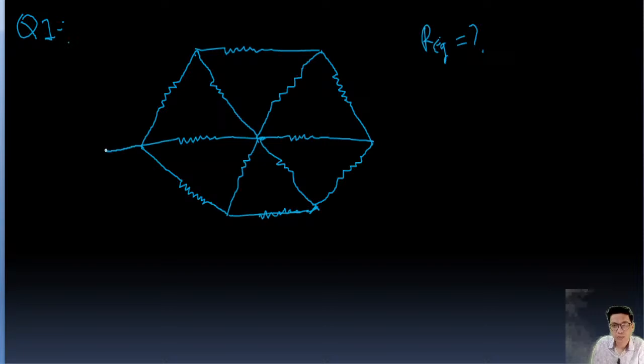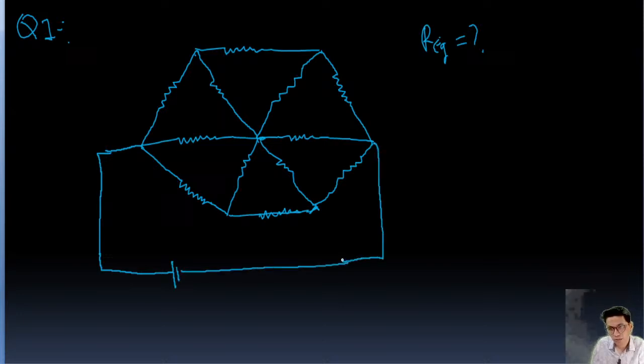You need to find the equivalent resistance for this circuit. For solving these types of questions, we connect it with a battery of 10 volt. So the voltage at this point is 0 and at this point is 10, and at these points it is going to be 10 minus x.